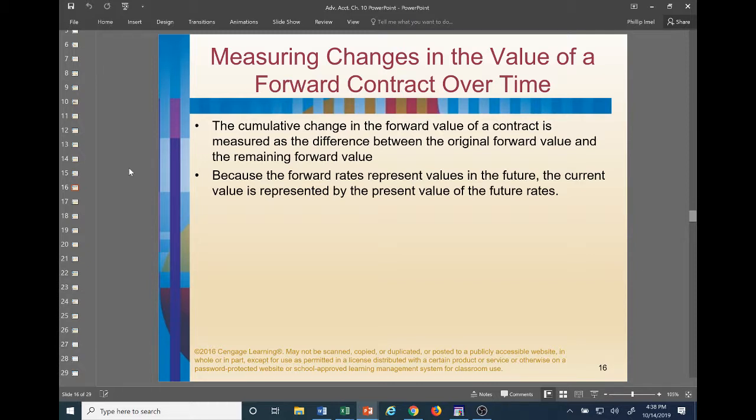So, measuring changes in the value of a forward contract over time. The cumulative change in the forward value of a contract is measured as the difference between the original forward value and the remaining forward value. Because the forward rates represent values in the future, the current value of the contract is represented by the present value of the future rates.